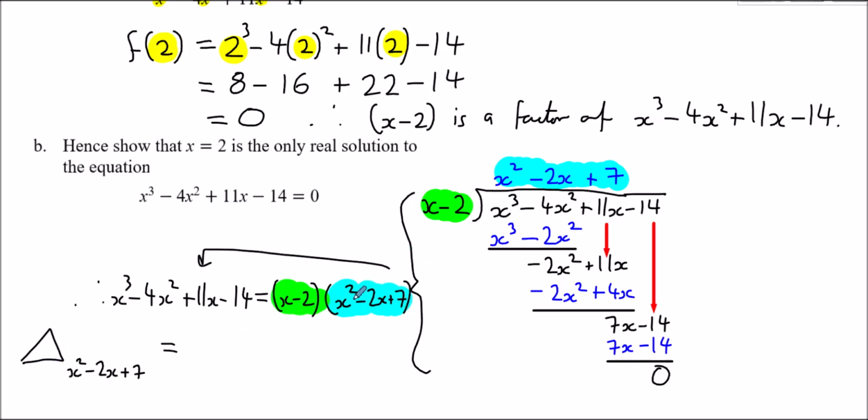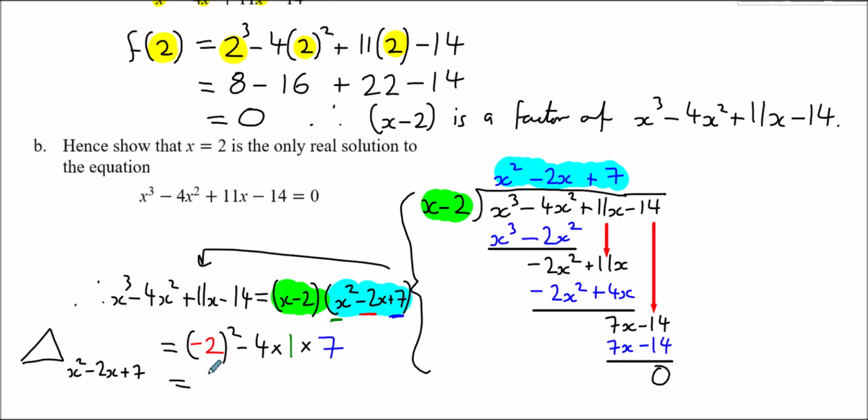So the discriminant is b squared minus 4ac. So b squared is the minus 2 squared, minus 4 times a times c. So a is the coefficient of the x squared. We've just got a 1x squared, so that's just going to be a 1. Then we multiply by c, and c is simply the constant term, which is a 7. Then we see what this equals.